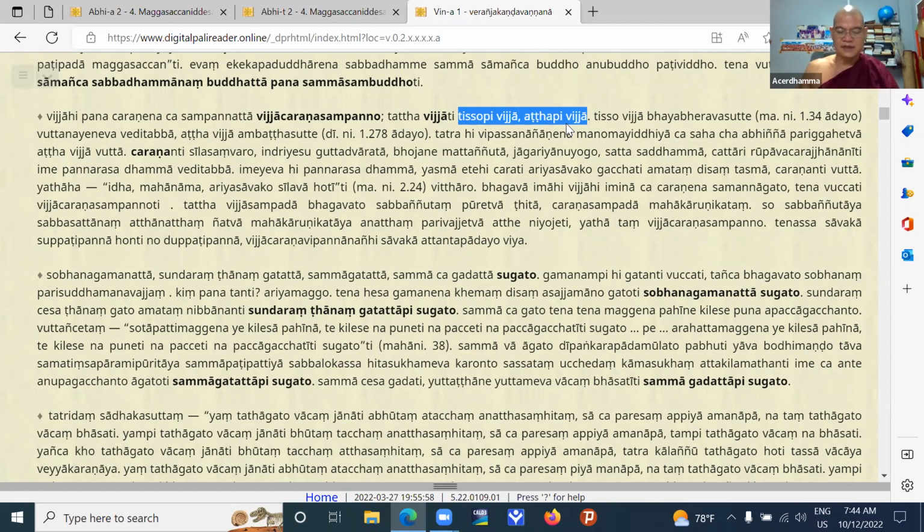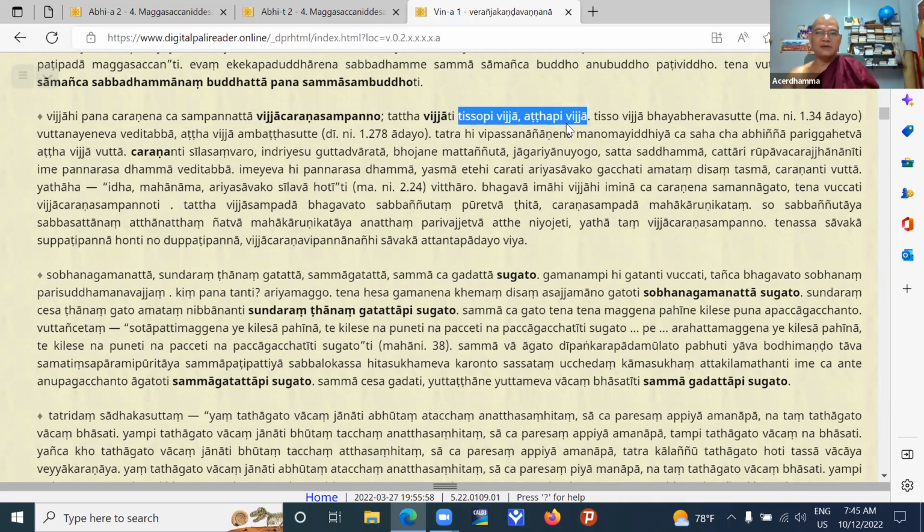Not only six Abhinna, seven Abhinna. Sometimes we say five Abhinna, sometimes six Abhinna. But now we have Manomayiddhi Jnana and Cetopariya Jnana here. What are they? Cetopariya Jnana knows the other's mind. Manomayiddhi Jnana is fulfilling one's wish. Whatever wish, whatever desire, it is fulfilled. So it is one of the vijja.